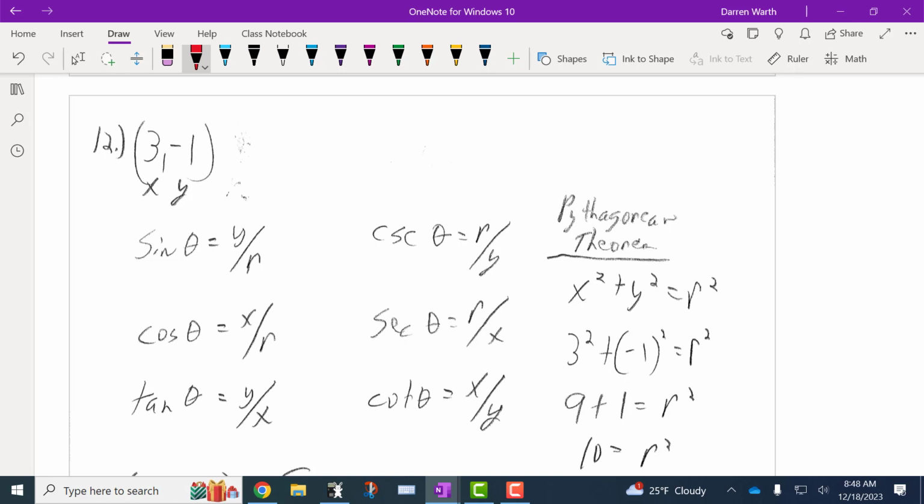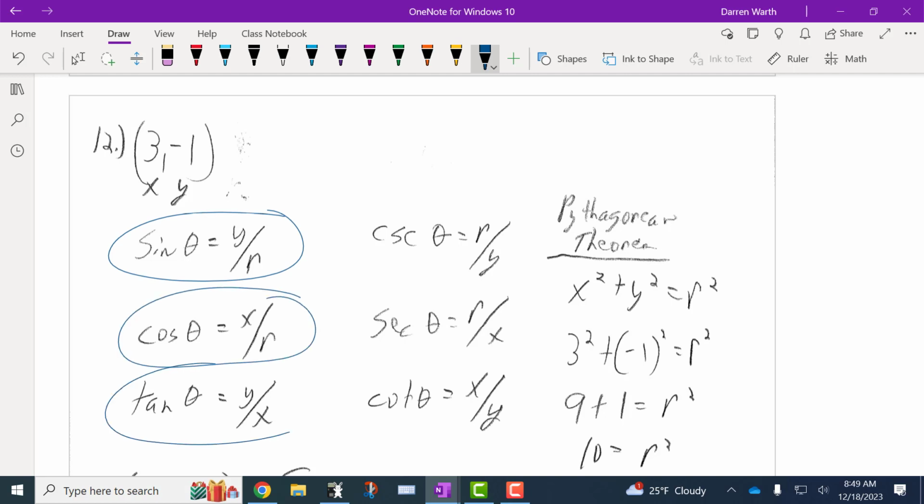Number 12 says, the point given is on the terminal side of an angle in standard position. Find the cotangent, the secant, and the cosecant of the angle. So to do this, we're going to use our coordinate trigonometry. So by definition, sine of theta is y over r, cosine of theta is x over r, tangent of theta is y over x. You can notice that correlates to SOHCAHTOA when you put down a coordinate system.